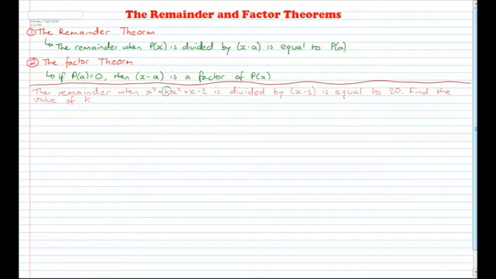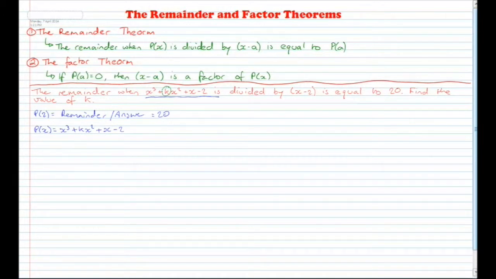Now what we know is that when I divide this function here by x minus 2, I'm going to get a remainder of 20. So therefore, if I substitute in p of 2, I'm going to get a remainder or an answer equal to 20. Alright, so let's go through and do that. What I've got here is I'm going to write out p of x is equal to x cubed plus kx squared plus x minus 2.